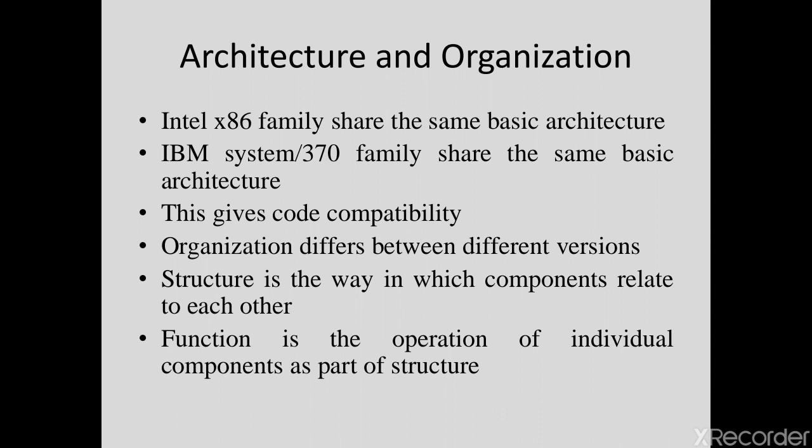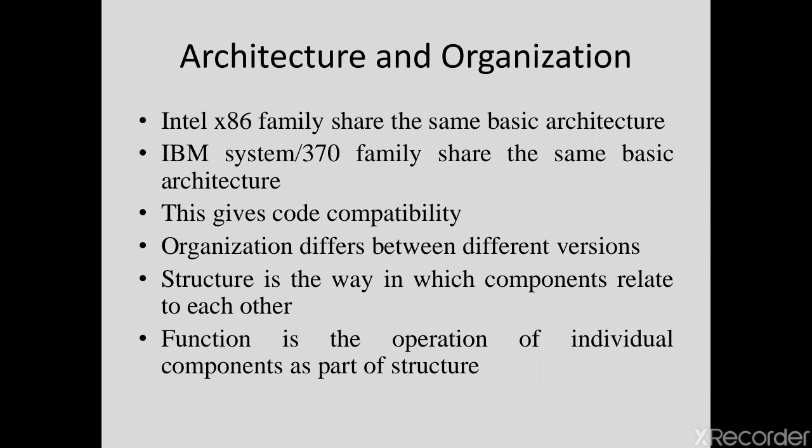Similarly, the same case goes with the IBM systems in the 370 family, which shares the same basic architecture. Actually, there is an advantage of sharing the same basic architecture. It gives code compatibility in different versions of the processor. And obviously, the organization differs between the different versions because, for example, IA32 uses a 32-bit stream to be dealt with, whereas IA64 deals with a 64-bit stream. So there is obviously a difference in the physical structure of the two processors.